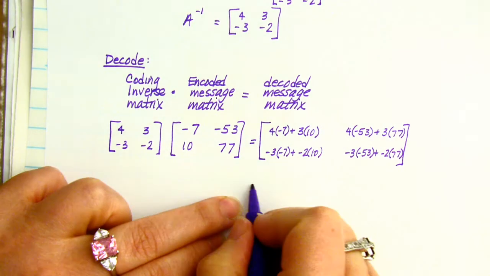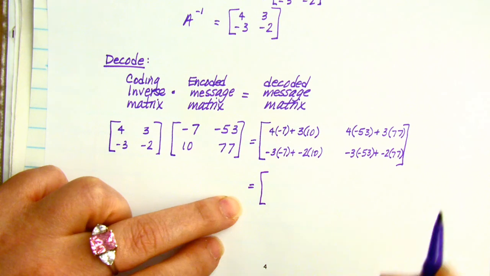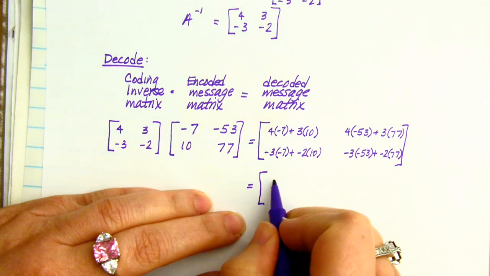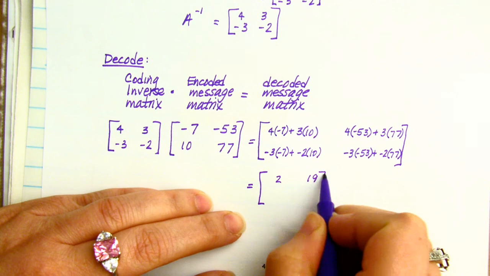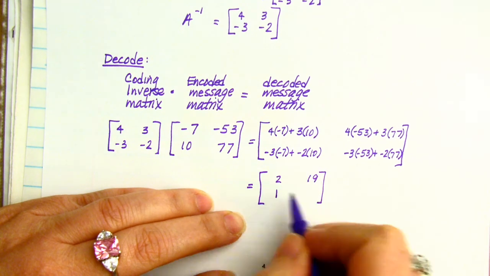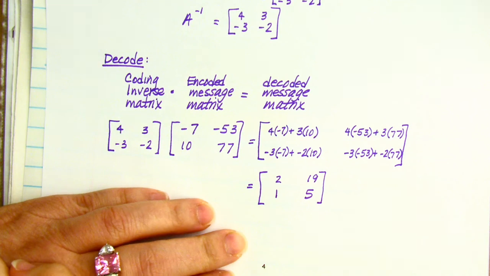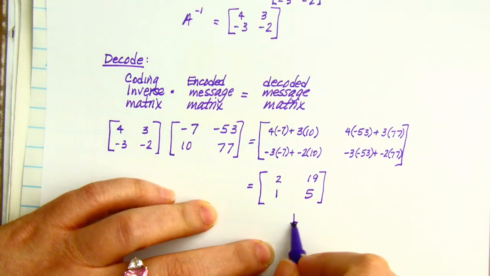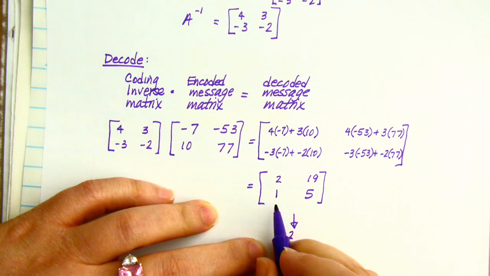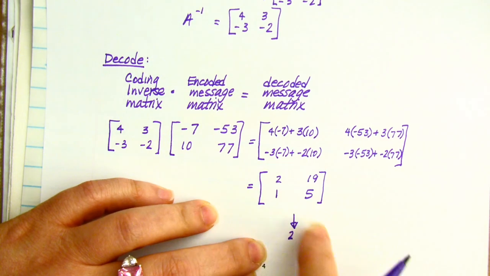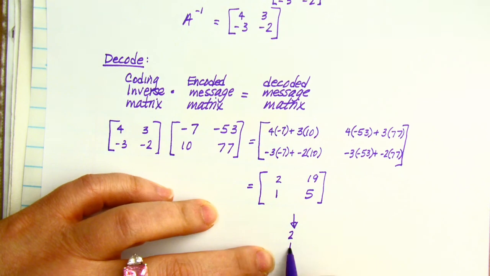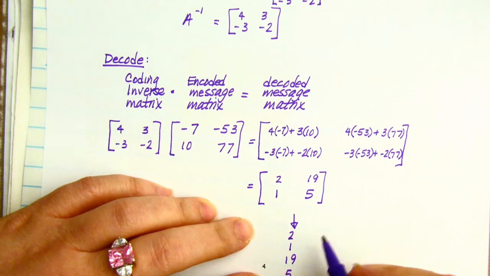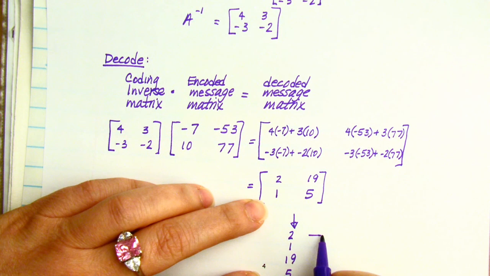Okay. Calculator may help you. When you type these into the calculator, you're going to get 2 and 19, 1 and 5. Remember, we now go down the columns, right? First column, then you bump over to second column, top to bottom. 2, 1, 19, 5. 2 is B, 1 is A, 19 is S, and 5 is E.